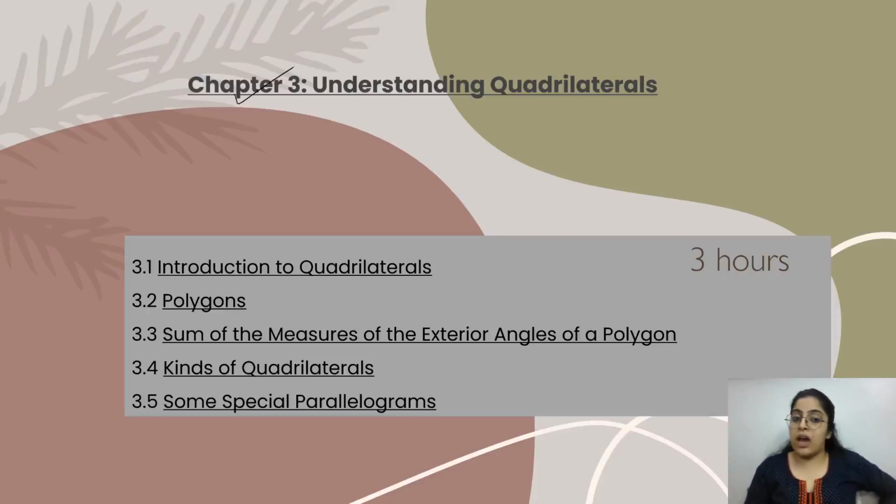Okay, so the next chapter is chapter number 3, which is understanding quadrilaterals. I will take 3 hours for this particular chapter. Why am I taking 3 hours? Because we have polygons, the sum of the measures of the exterior angles, and kinds of quadrilaterals over here. That's why I'm taking 3 hours for this particular session.